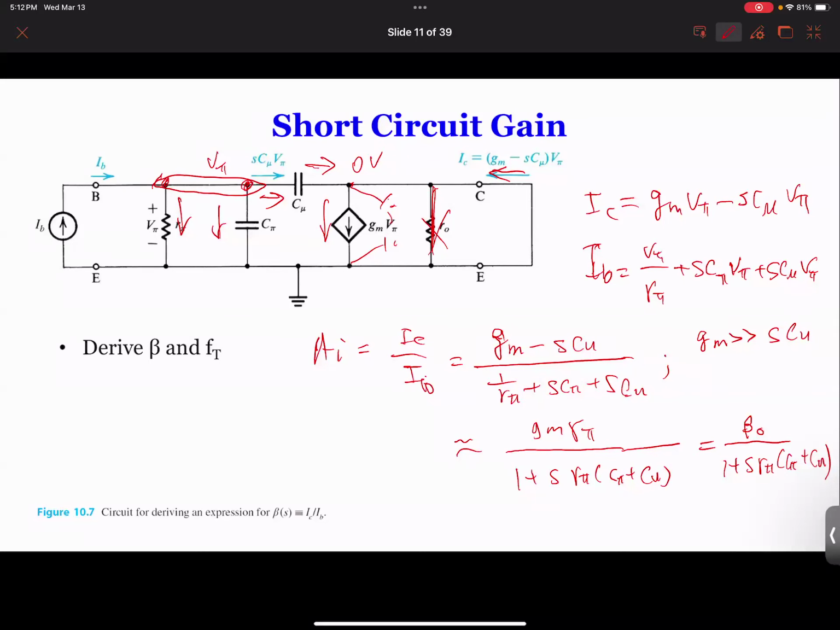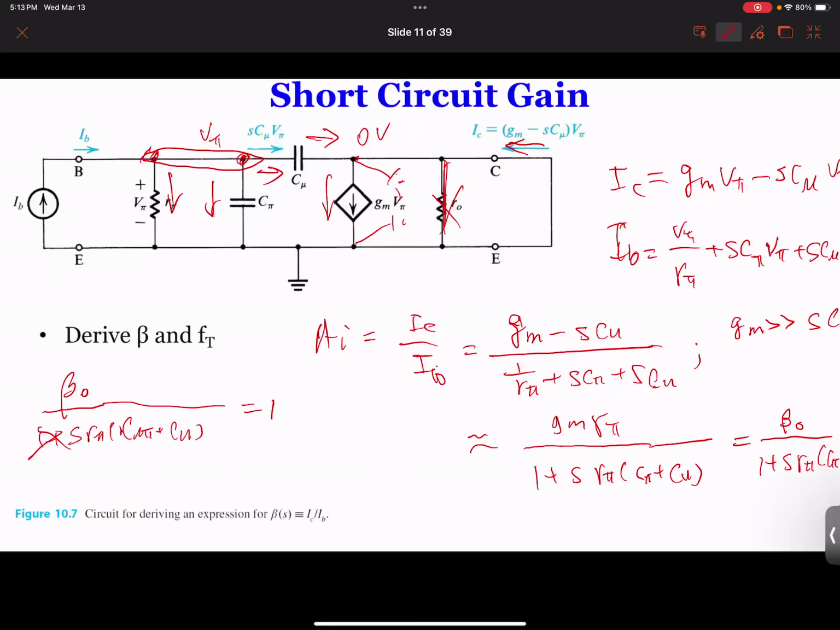So we take this one to be 1, and then you have this beta. So we take this one, beta 0 over 1 plus S R pi C pi plus C mu equal to 1. As you can already imagine, when this whole thing equals 1, this term becomes really small. So basically, you could take the absolute value to include 1 in it, but you can basically neglect it. So neglect that, and this becomes like this.